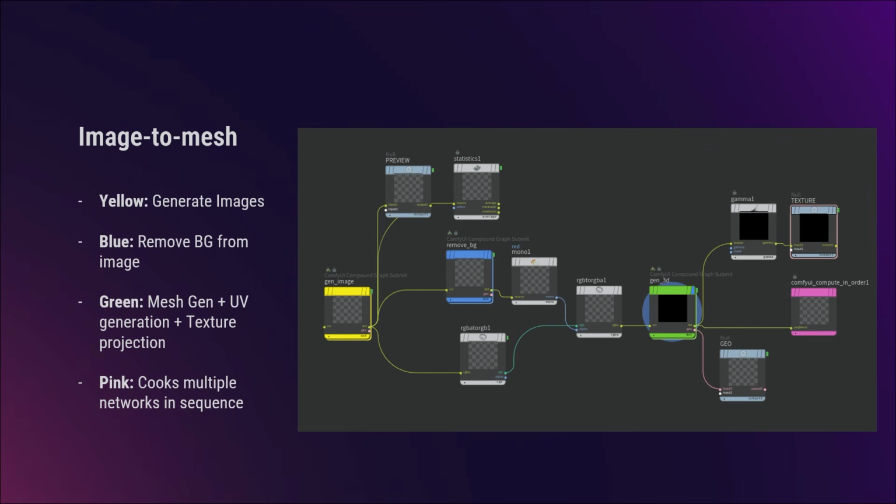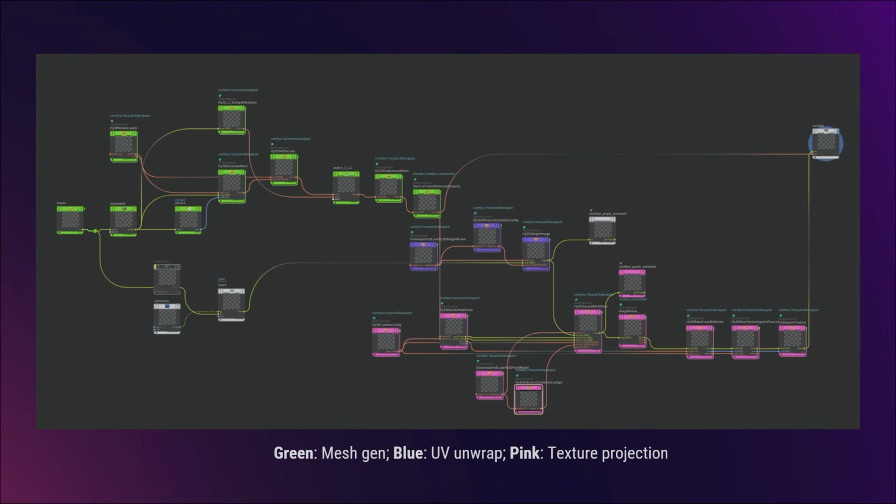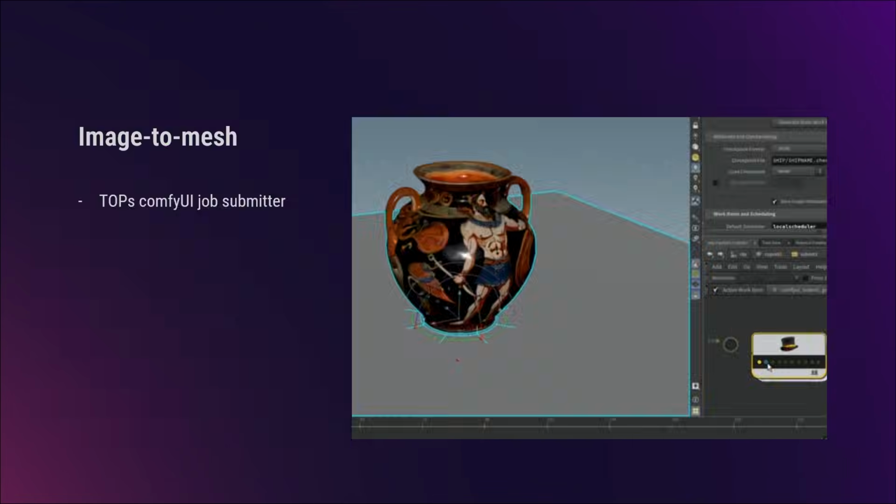That's how the network looks in TOPs. We have a node for Gen Image, a node to remove the background of all data that you don't need. Then we have a Gen 3D. It's definitely a more complex network here. Basically, we have some area that's doing the 3D generation of diffusion in green, UV unwrapping in purple, and texture projection on the pink side. And then you export as a GLB.